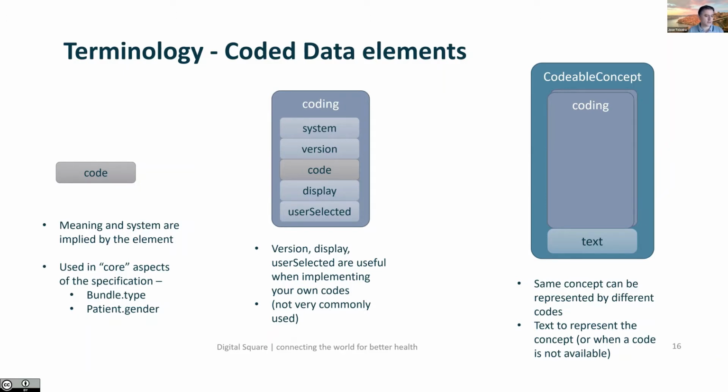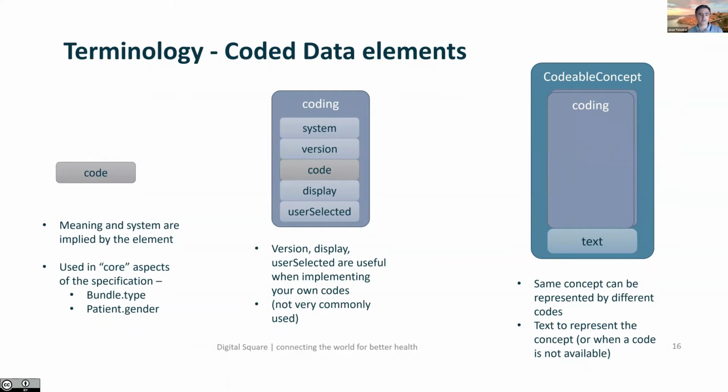So it's more used in the core aspects of the FHIR specification, like bundle type, patient.gender. Those are things where we just need a code. We don't need to explain much about that code because everyone will see the same thing and they have to use that code anyway. So that's it.